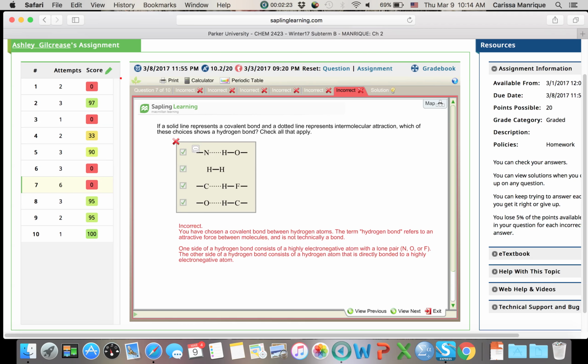Okay, so you see on both sides here, this is the best example. It's a hydrogen bonded to an oxygen, nitrogen, or fluorine, trying to interact with an oxygen, nitrogen, or fluorine. So I hope that helps.